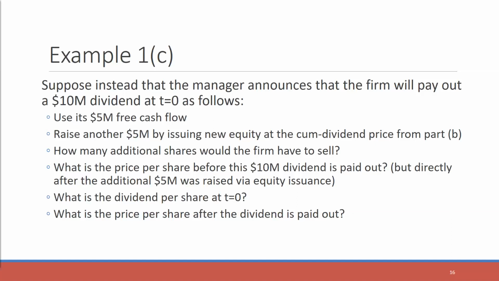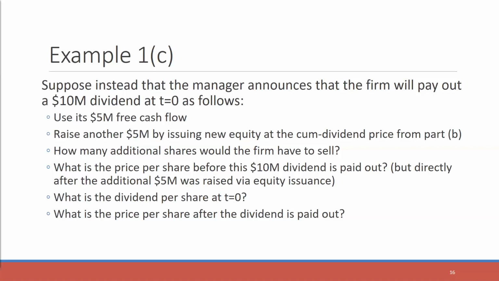Because remember, the firm's going to use the $5 million in free cash flow that it has on hand, plus it's going to raise a bunch of shares and then use that cash together to pay out a $10 million dividend. What is the share price before this $10 million dividend is paid out, but directly after the additional 5 million was raised via an equity issuance? How do we solve for this new share price?